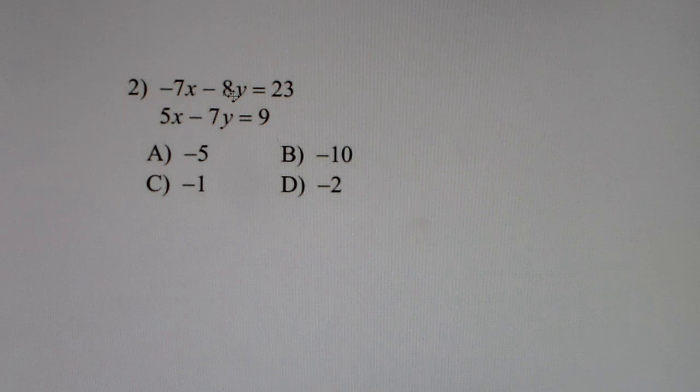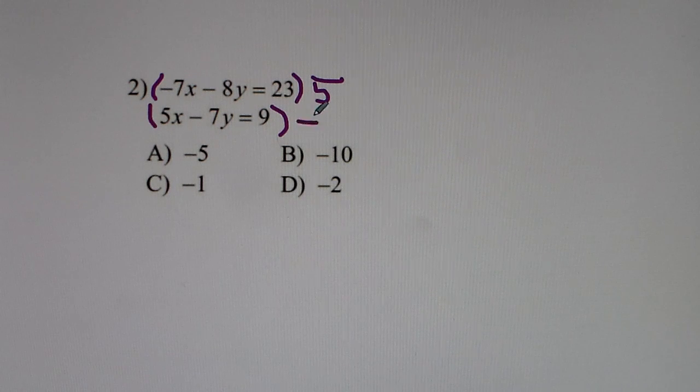We have negative 7x minus 8y equals 23, and we have 5x minus 7y equals 9. So what we're going to do is a little multiplication and distribution here. I'm going to multiply the top line by the first number of the bottom line, so I'm going to multiply that by 5. The bottom line is going to be multiplied by that top number, which is negative 7. Now, since we're given both a negative and a positive in here, that means the two numbers being multiplied are both positive.